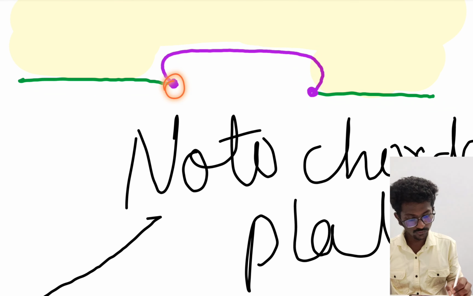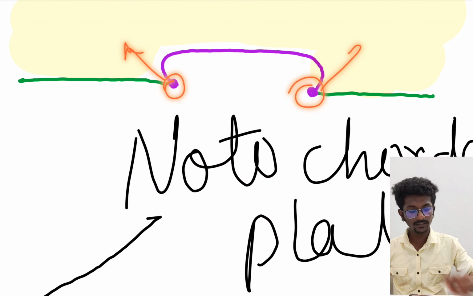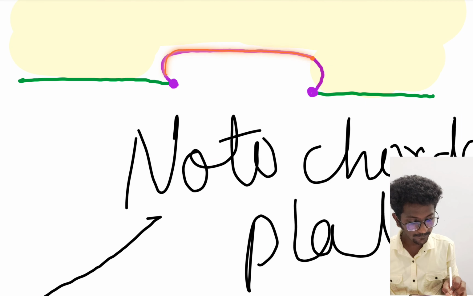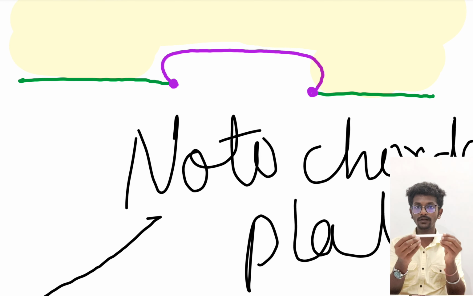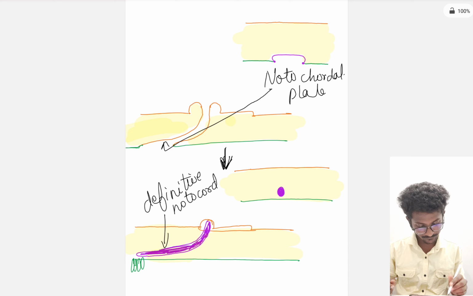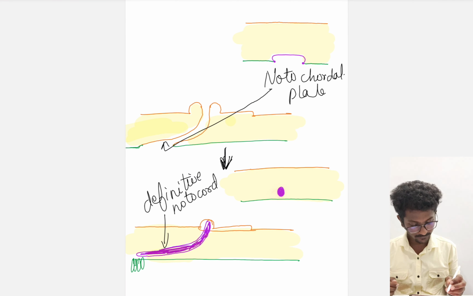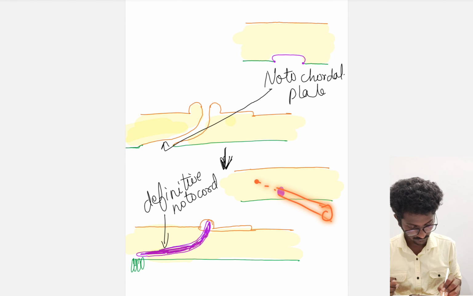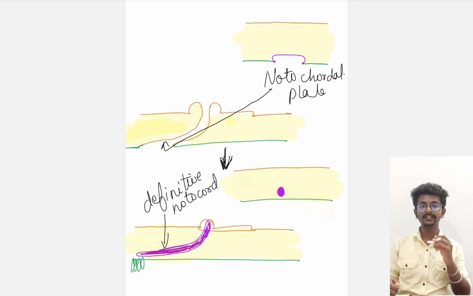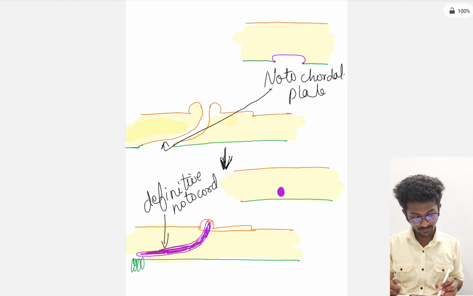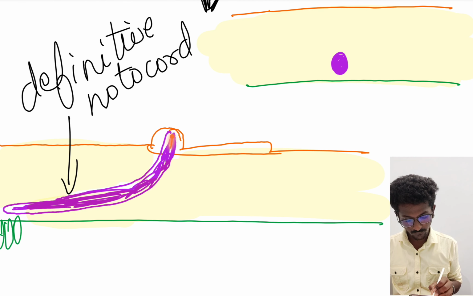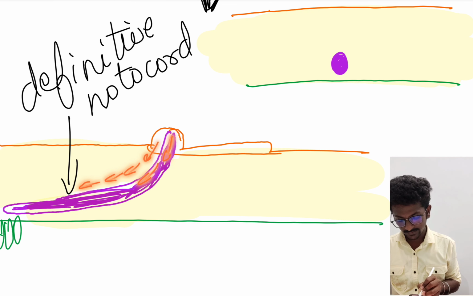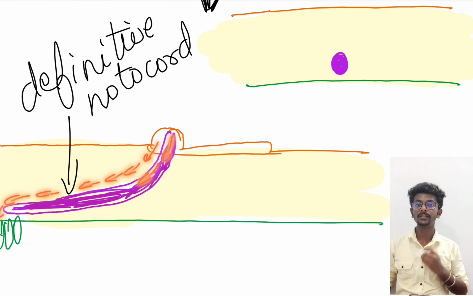The ends of the notochordal plate will get detached from the endoderm, and the notochordal plate will fuse together to form a rod-like solid mass, which is called the definitive notochord. See, in this manner it has formed. This is the final structure of the definitive notochord. It will grow from the primitive node, and it will extend till the precaudal plate.